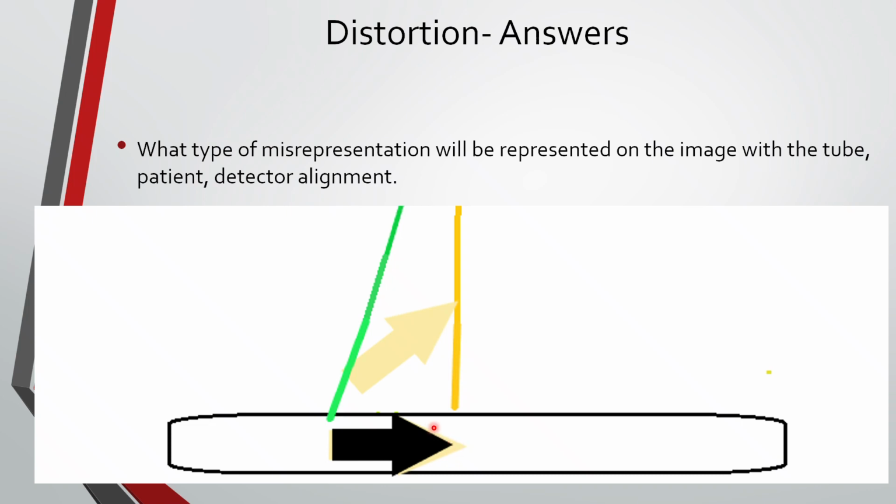So if we represent this brown, which we can see here, this is the actual object size. It's just copied and brought down. There's a little bit here that might be difficult to see. What's actually going to be shown on the image is in this black. So this is going to be foreshortened here. So this is going to look shorter than what the actual object is. So this is an example of foreshortening, with the patient being misaligned.